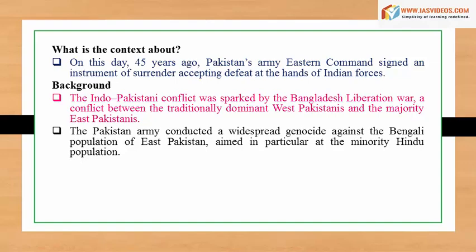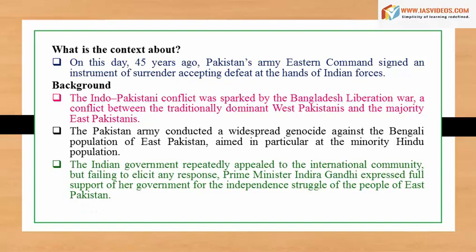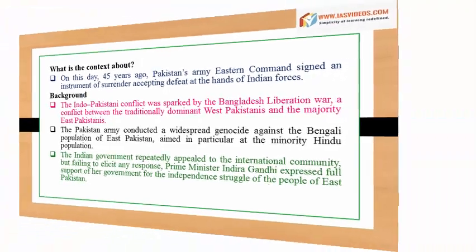The Pakistan Army conducted a widespread genocide against the Bengali population of East Pakistan, aimed in particular at the minority Hindu population. The Indian government repeatedly appealed to the international community, but failing to elicit any response, Prime Minister Indira Gandhi expressed full support of her government for the independence struggle of the people of East Pakistan.